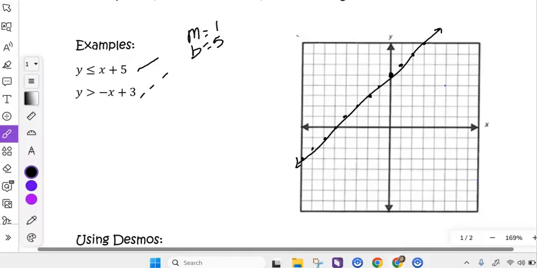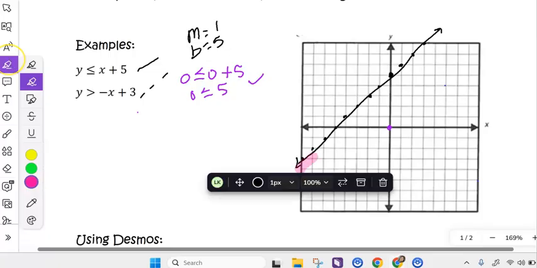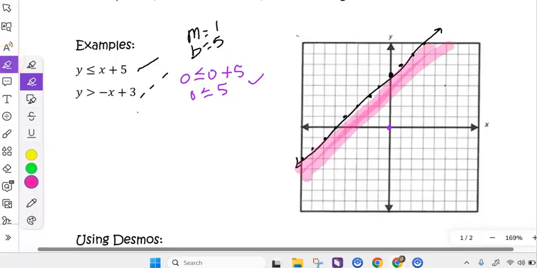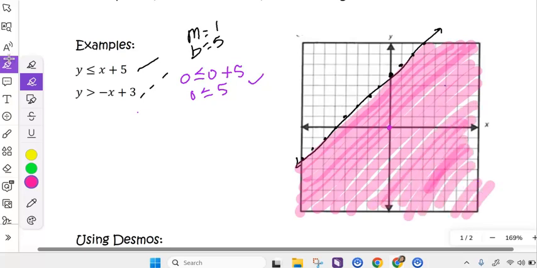Now I need to determine if I'm going to shade the top or the bottom. So I'm going to plug in a point. I'm going to plug in 0, 0, because it's easiest, and we're going to see if it's satisfied. So 0 is less than or equal to 0 plus 5. 0 is less than or equal to 5. Is that true? Yes, 0 is less than 5. So then I'm going to shade the bottom part, the part that includes the point we put in to satisfy the inequality.